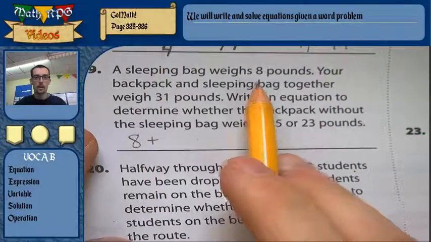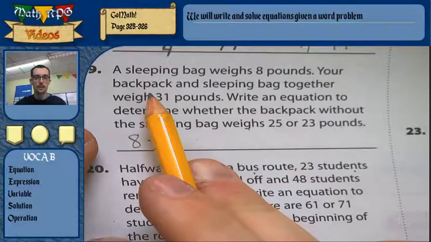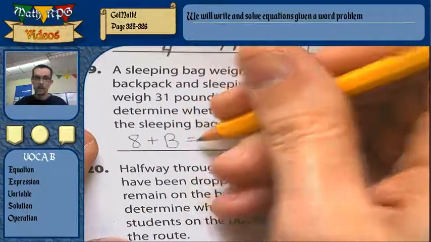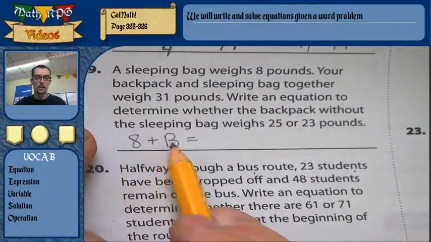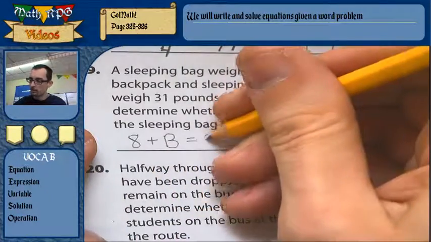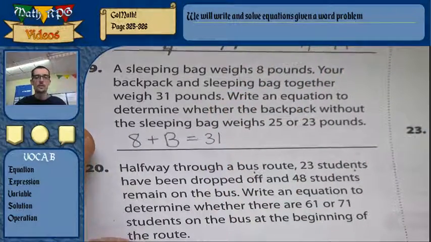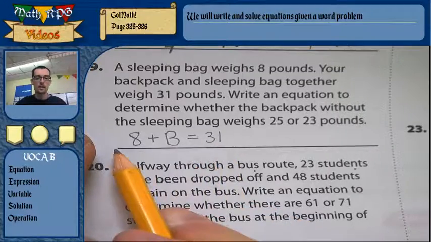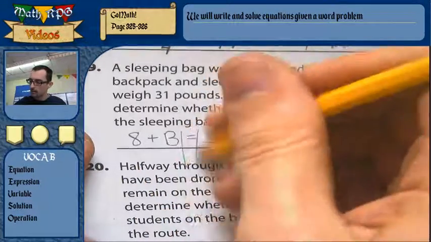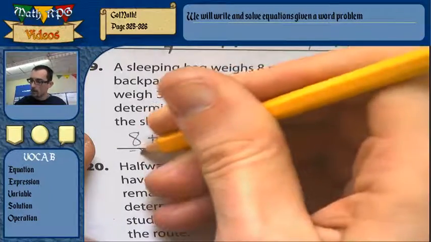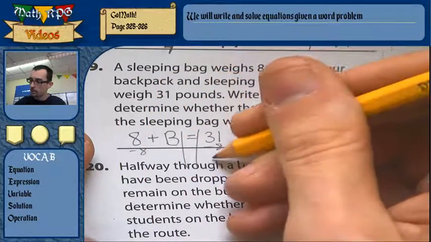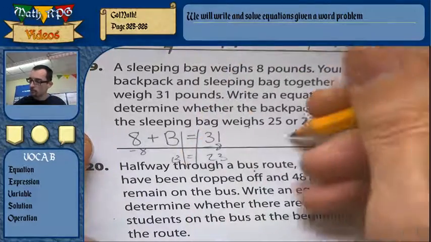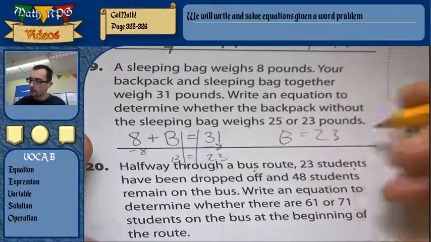I have my unknown is the backpack. I don't know how much the backpack weighs. So let's call it B for backpack. I know that the total of the two things together, being added together, weighs 31. Okay, so now I can solve. 8 plus something equals 31. All right, so if I subtract 8 here, I'll get minus 8. Minus 8. I'll have my backpack weighs 31 minus 8, which is, what, 23. Okay, so my backpack weighs 23 pounds.